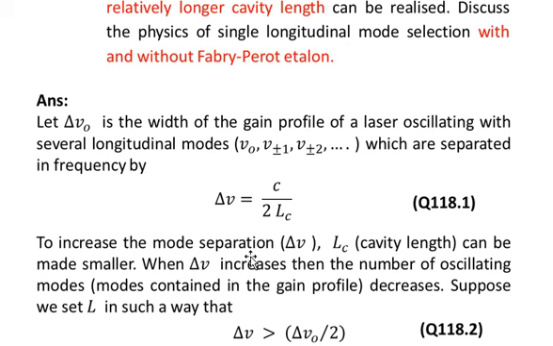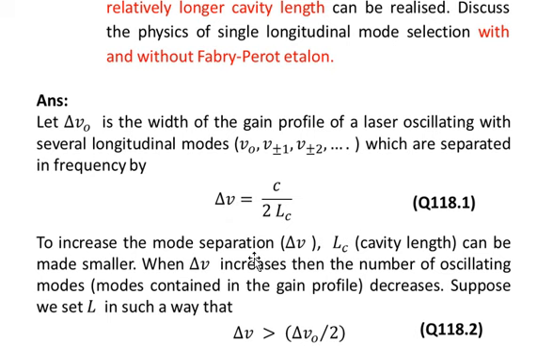To increase the mode separation delta nu: delta nu is the difference between these consecutive modes. That is the difference between nu naught and nu plus 1. Similarly, the difference in frequency between nu plus 1 and nu plus 2 is delta nu. On the left hand side, the difference in frequency between nu naught and nu minus 1 is delta nu, and between nu minus 2 and nu minus 1 is again delta nu. So delta nu is the separation between two consecutive longitudinal modes.